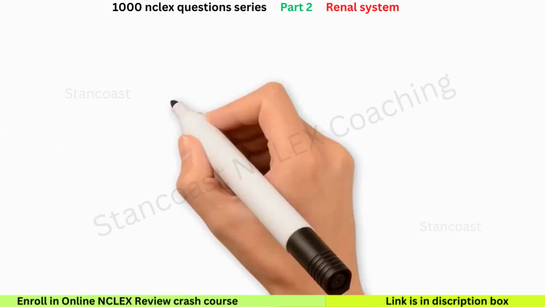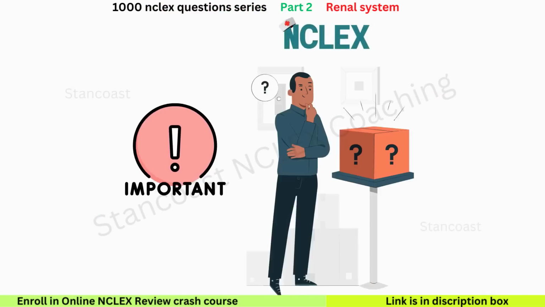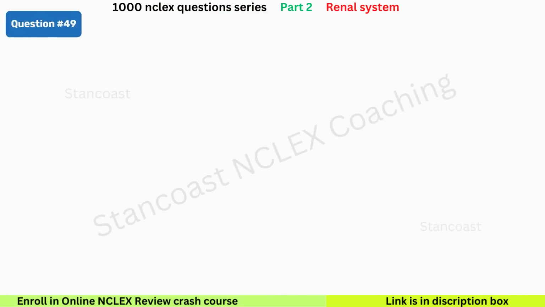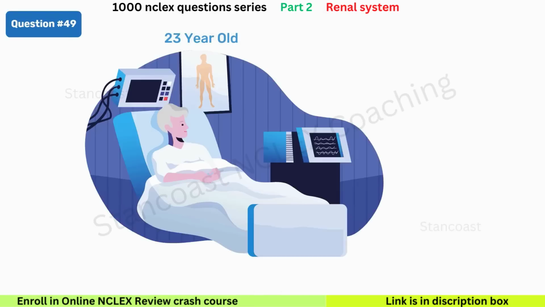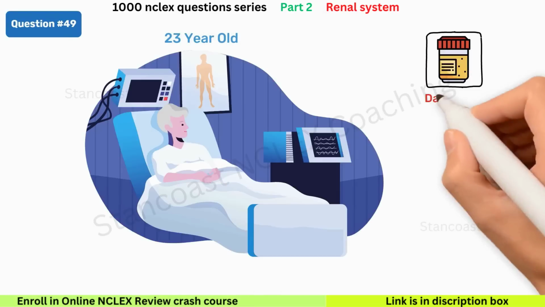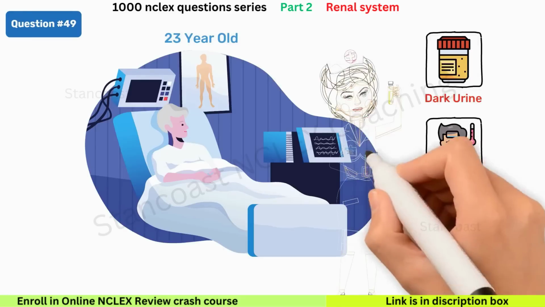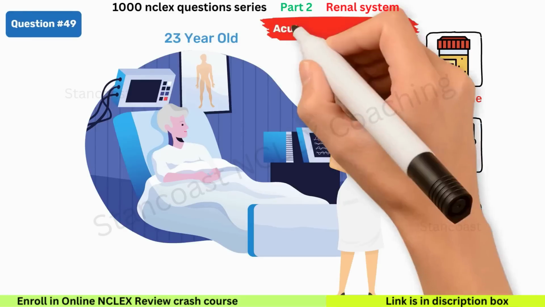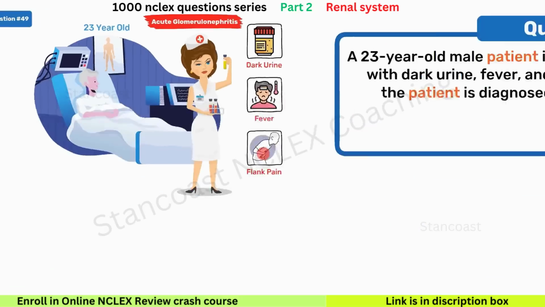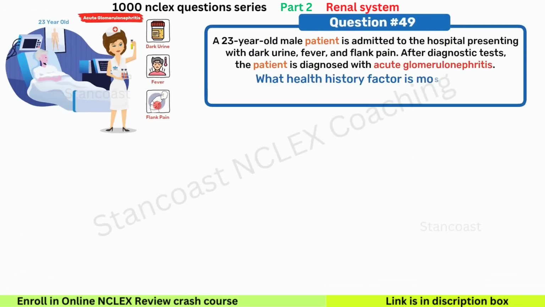Next in line, we have another pivotal NCLEX question and answers. A 23-year-old male patient is admitted to the hospital presenting with dark urine, fever, and flank pain. After diagnostic tests, the patient is diagnosed with acute glomerulonephritis. What health history factor is most likely to be present in this patient's case?